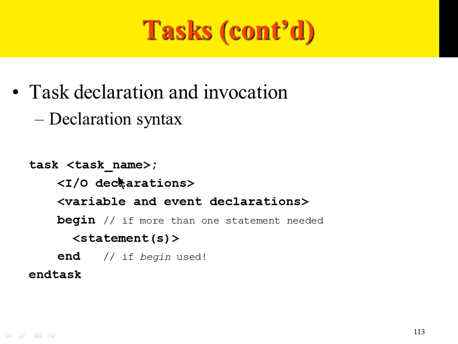This is the LRM syntax for a task. Task name, IO declarations, any register declarations, begin and end. In between begin and end, you can have more than one statement in a task. That is what we saw in the other slide. So this is the LRM syntax for the task.